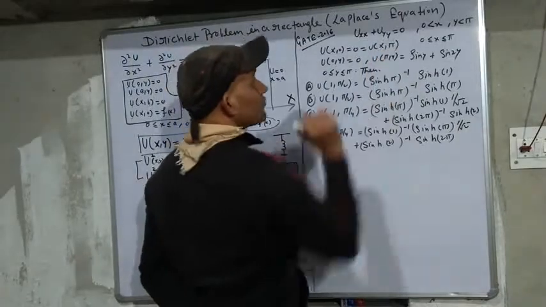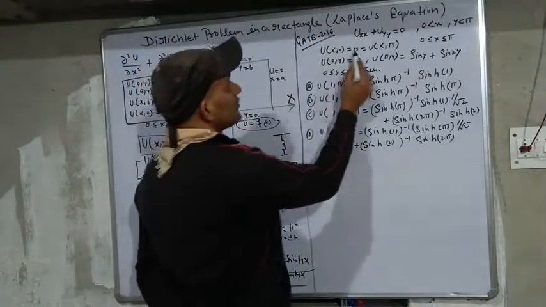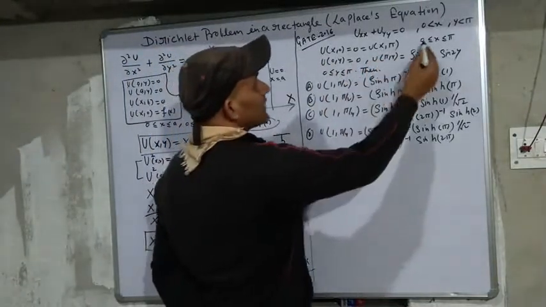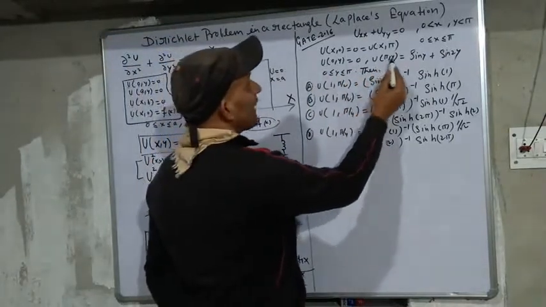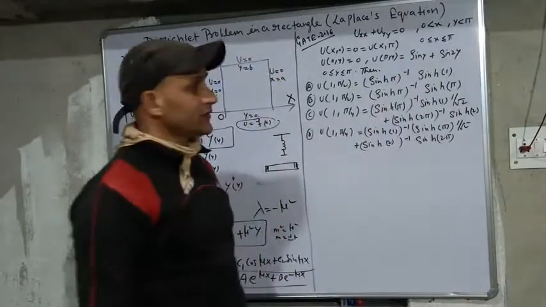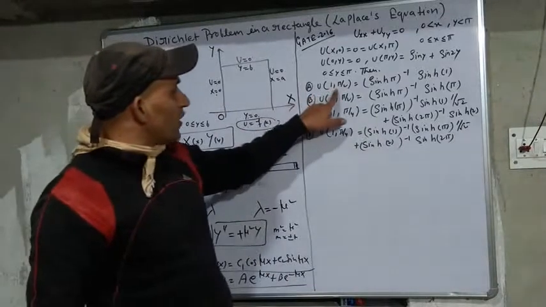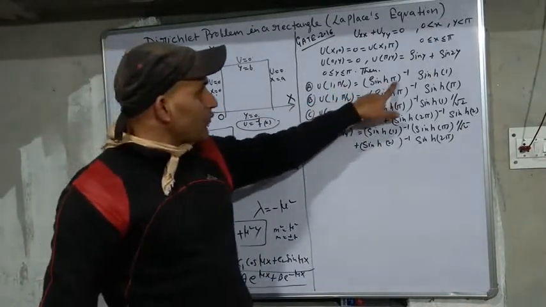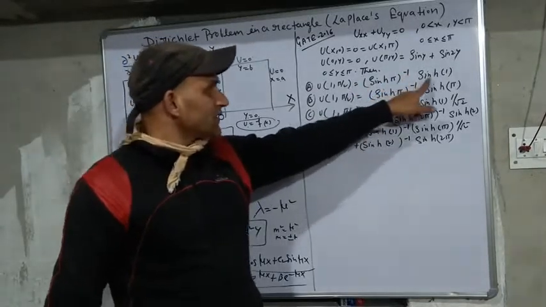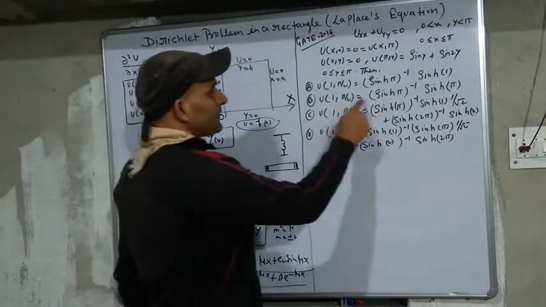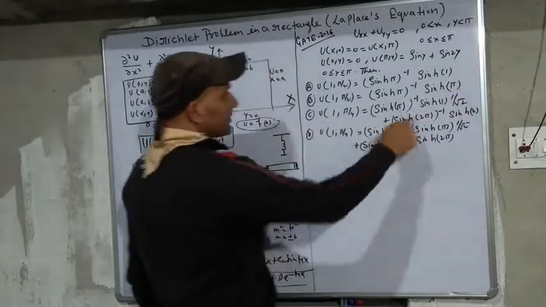u_xx plus u_yy is equal to 0, where 0 is less than x and y is less than pi. u(x,0) is equal to 0 is equal to u(x,pi), and 0 is less than x is less than pi. Next, u(0,y) is equal to 0 is equal to u(pi,y) is equal to sin y plus sin 2y, then 0 is less than y is less than pi. Then he is asking u(1, pi/2) is equal to sinh(pi), bracket close, inverse sinh(1). Then u(1, pi/2) is equal to sinh(pi), bracket close, inverse sinh(pi), similarly.